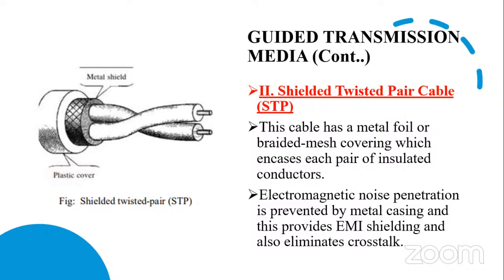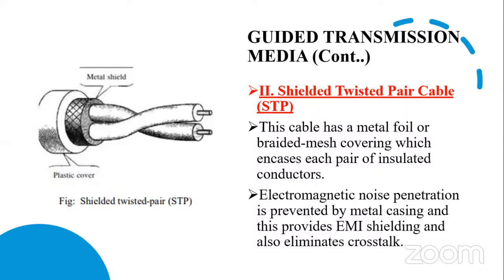So we came to know that there will be 8 cables. Two cables will be twisted together, so 4 pairs will be there. Each pair will be covered by a metal shield. Like that, these 4 pairs of cables will be covered by metal shield, and these 4 pairs again will be covered by a plastic cover. This metal shield is not there in unshielded twisted pair cable.